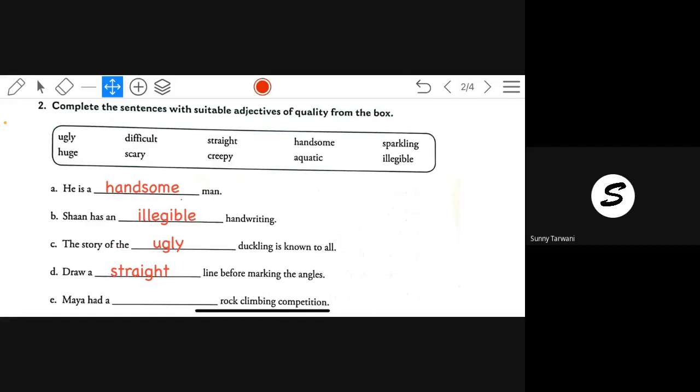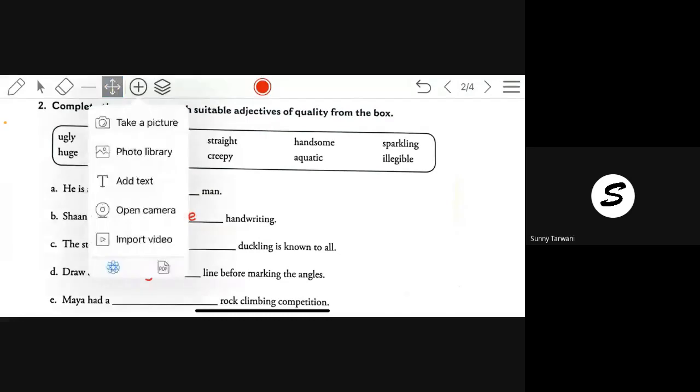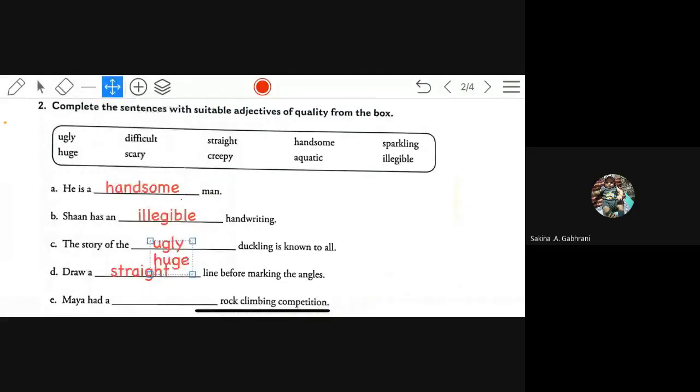Maya had a dash rock climbing competition. Difficult. Aquatic is relating to water. Huge. Difficult will not fit over here. Difficult you have to write somewhere else. Huge. What is the meaning of that word? Very big.